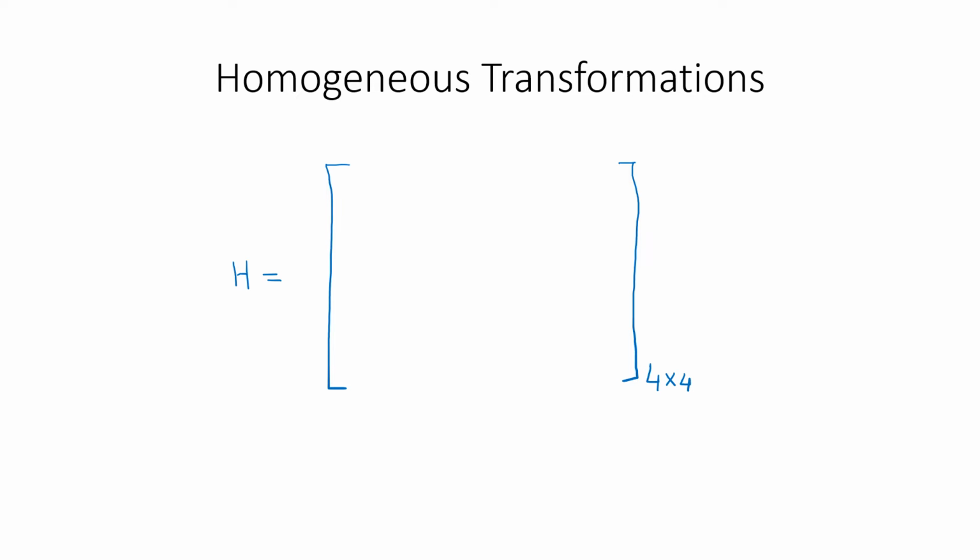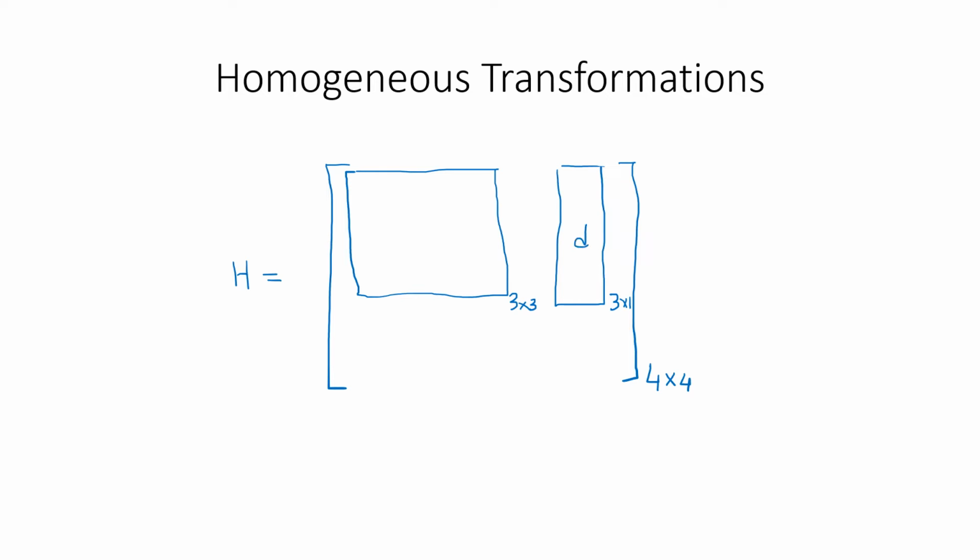And in that, you are going to find one space reserved for orientation. This space is generally 3 by 3 sized, and then another column which is going to be 3 by 1 column reserved for translation. So this is going to be D, this is going to be rotation. And then you're going to find the last row to be generally 0, 0, 0, and this element is going to be 1.